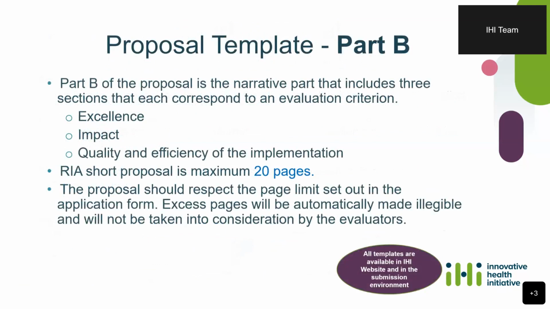Part B of the proposal, which is the narrative part, includes three sections following the same principle as the evaluation criteria: excellence, impact, and the quality and efficiency of the implementation. Once again, the short proposal is a maximum of 20 pages. Please note that excess pages will be automatically ineligible, meaning that the experts will not take them into consideration while making their assessment.